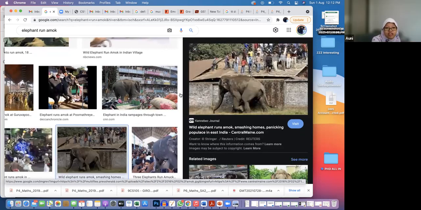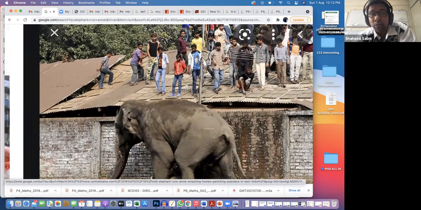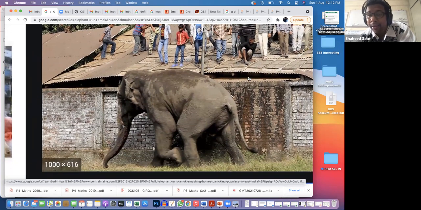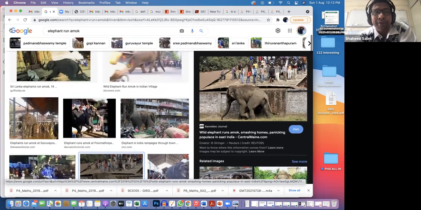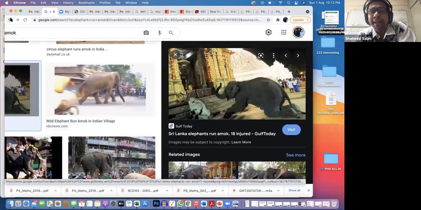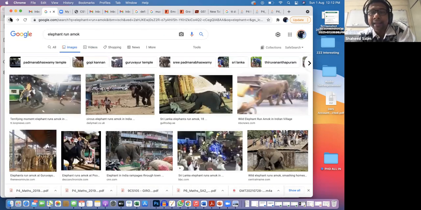Things are bad, I'm telling you. Look at this. The people are so frightened. They run up to the roof. Why? Because the elephant is very, very angry. When they're angry, you don't play with them. So the hunter, when they want to catch the elephant, they don't catch the big elephant. They will catch the baby elephant. Okay, you understand why? Because baby elephants, they can train them.